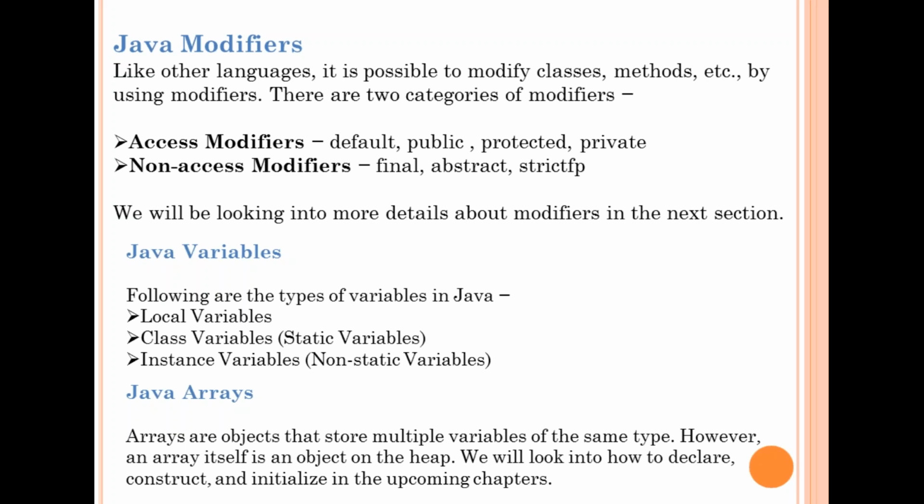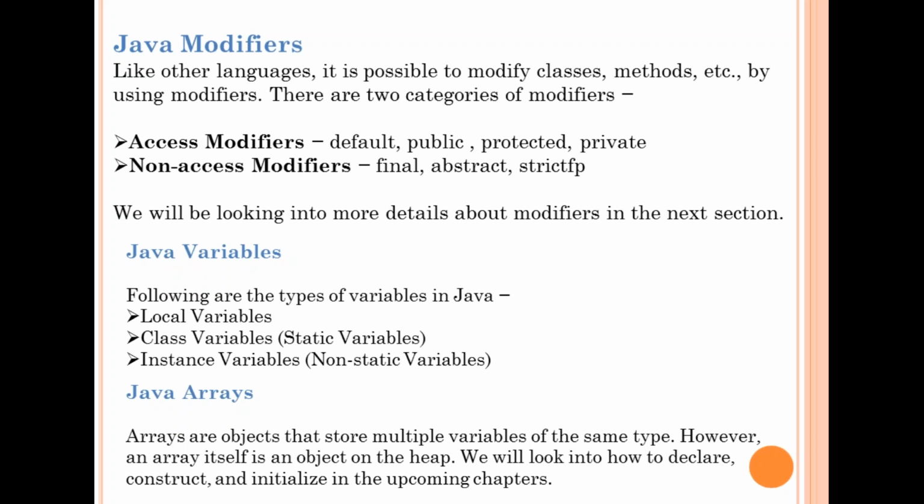Java variables. Following are the types of variables in Java: local variables, class variables, static variables, and instance variables, which are non-static variables. Java arrays. Java arrays are objects that store multiple variables of the same type. However, an array itself is an object on the heap. We will look into how to declare, construct, and initialize in the upcoming chapters.